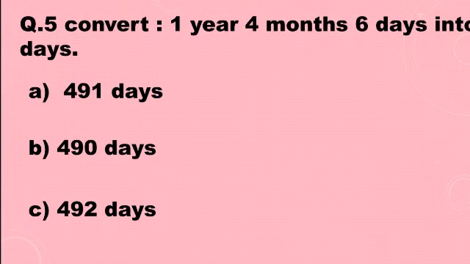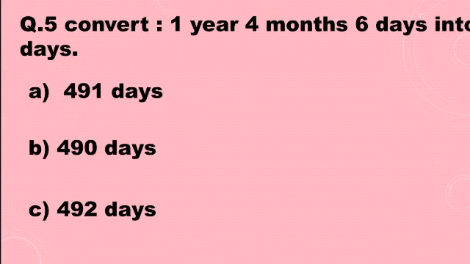Now, question number 5. Convert 1 year, 4 months, 6 days into days. Options are 491 days, option B 490 days and option C 492 days. Whenever you solve this type of sum, converting year, month, days into days, you directly put the number of days. In general, you know 1 year equals how many days. So convert 1 year equals 365 days, 4 months equals how many days, and 6 days. Then you can add.